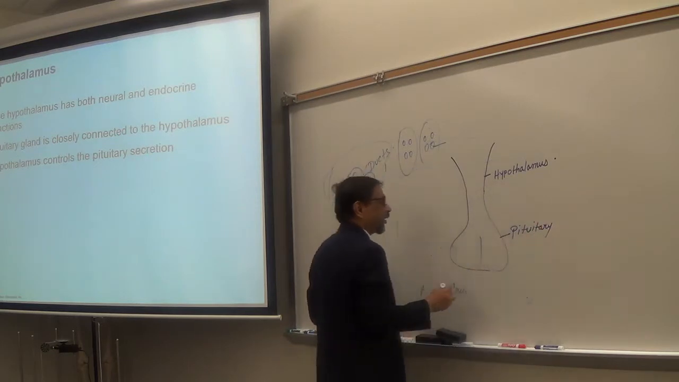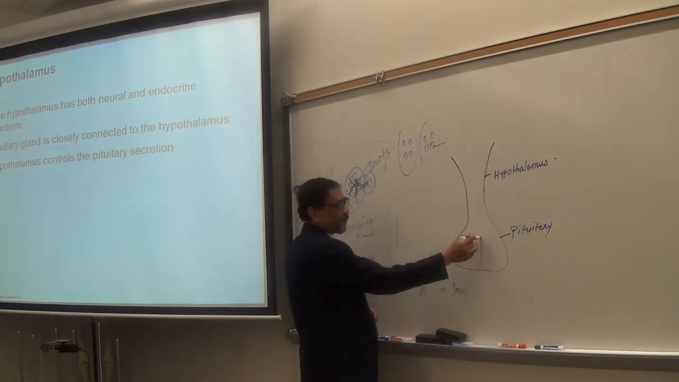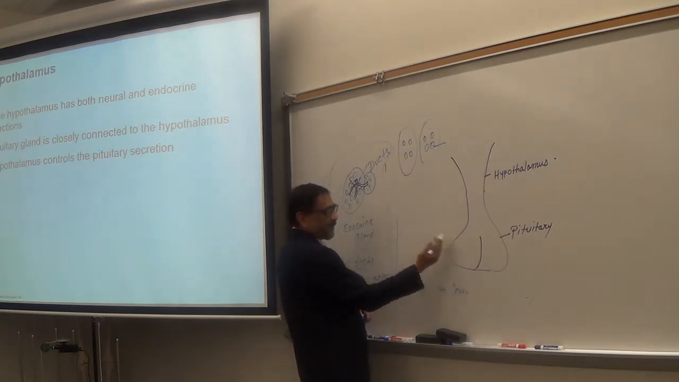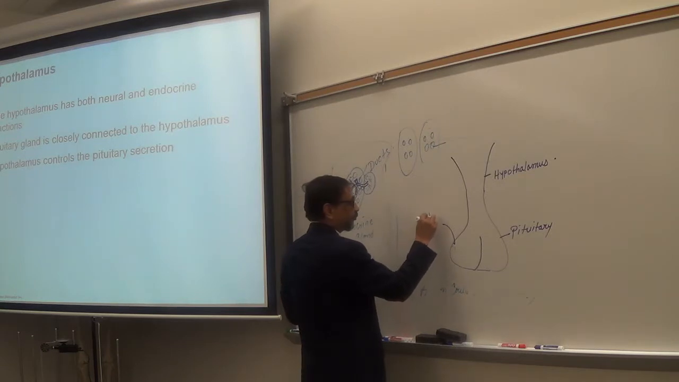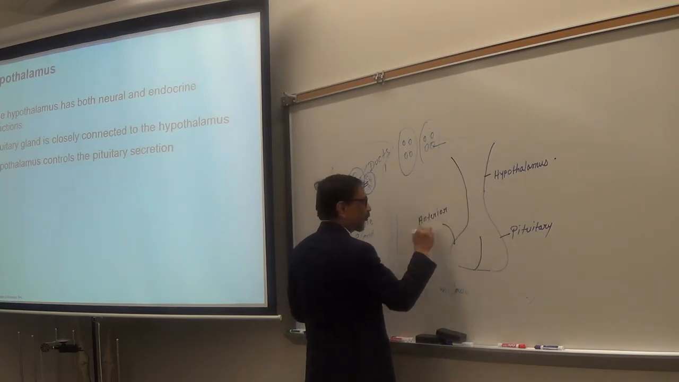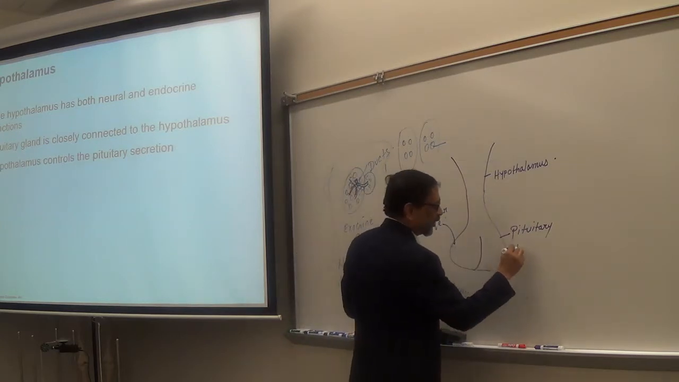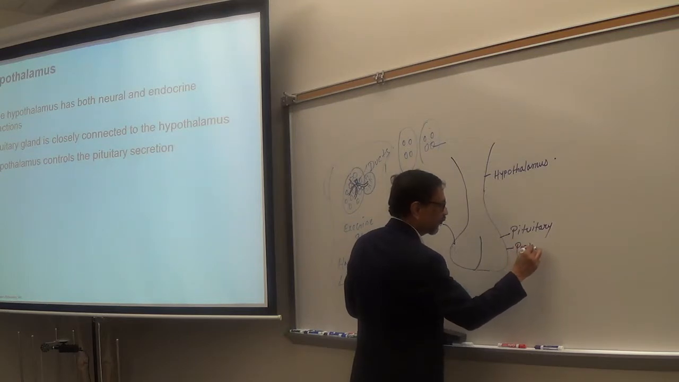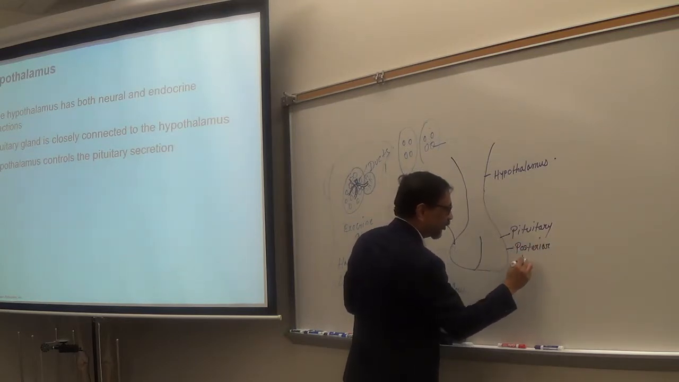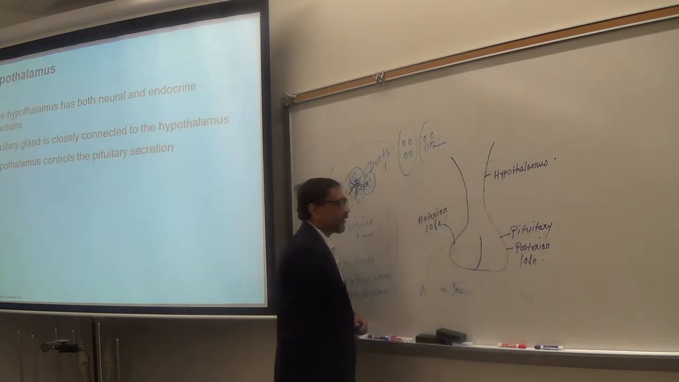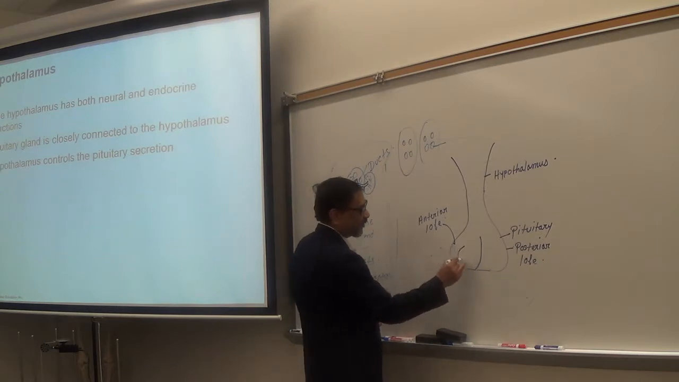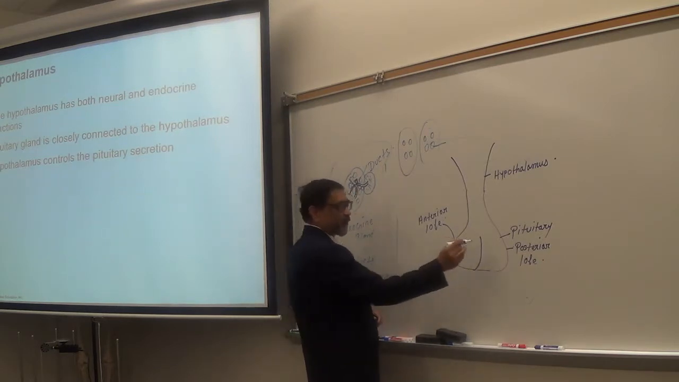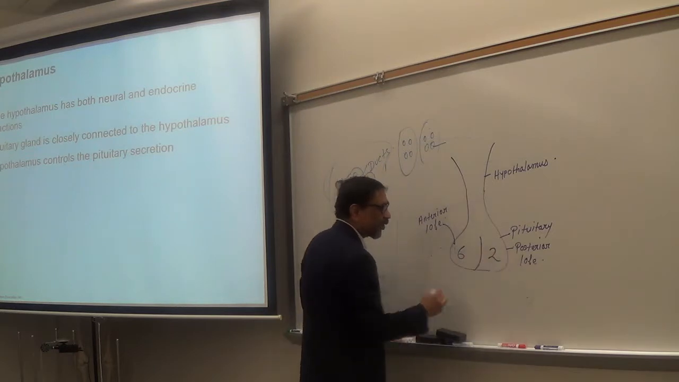Okay. Now, the pituitary gland has two parts. If this is the front, this is the back. This is called the anterior lobe and this is the posterior lobe. The anterior lobe secretes 6 hormones and the posterior lobe secretes 2 hormones.